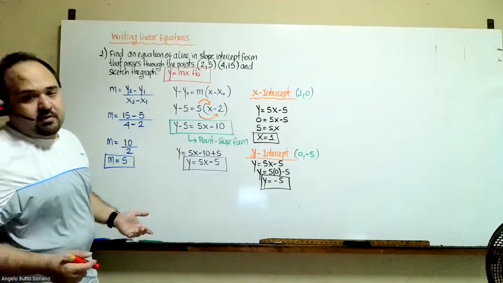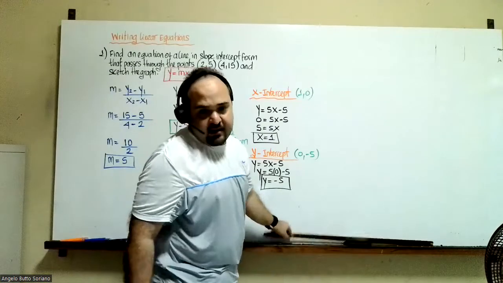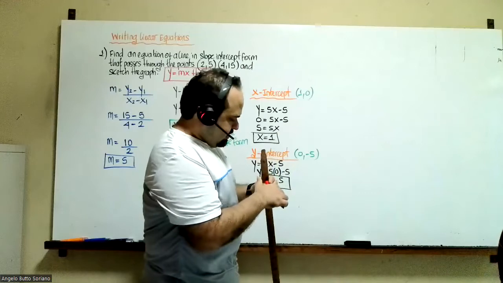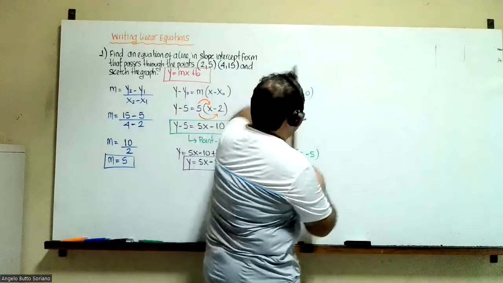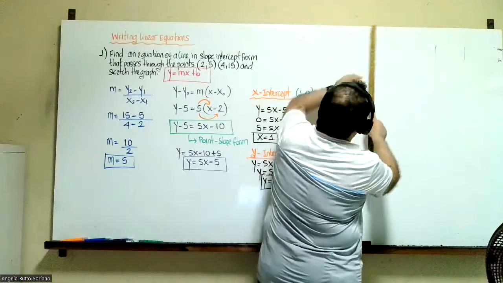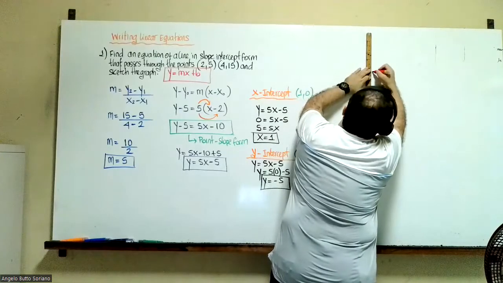Well, let's finish this problem. This is the moment of truth. We must just get the graph of the line, all right? So we are going to create the table, the coordinate plane. Okay, let's see what we have.